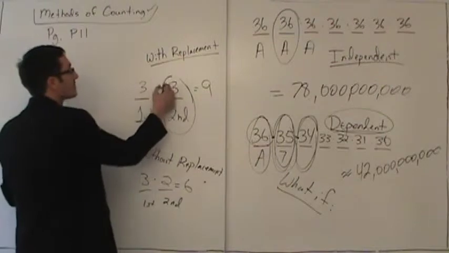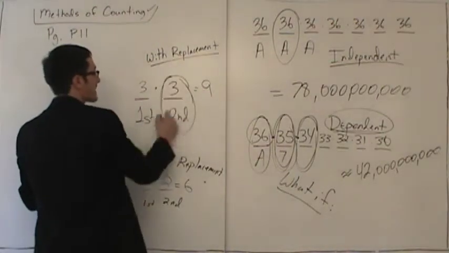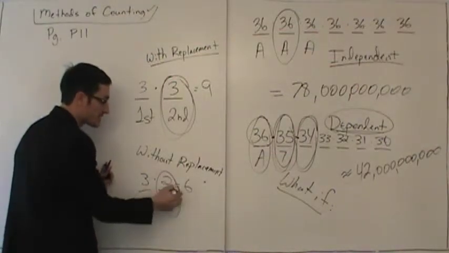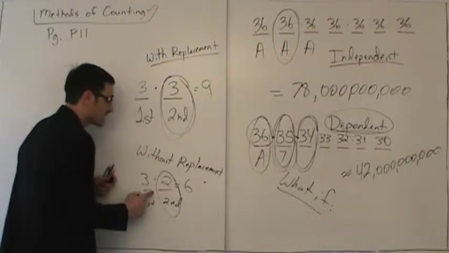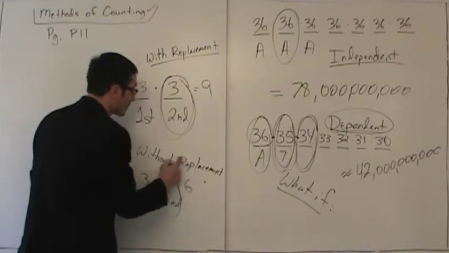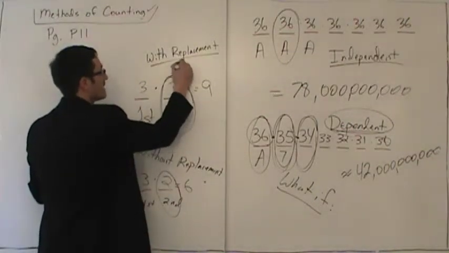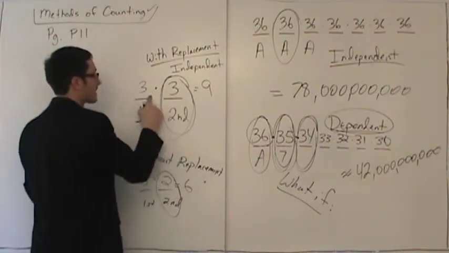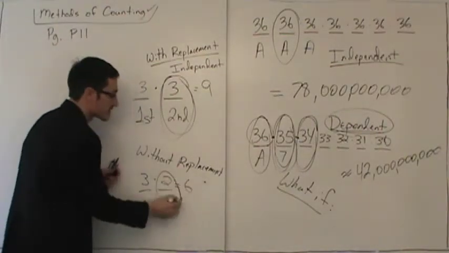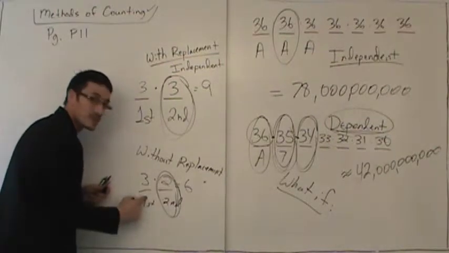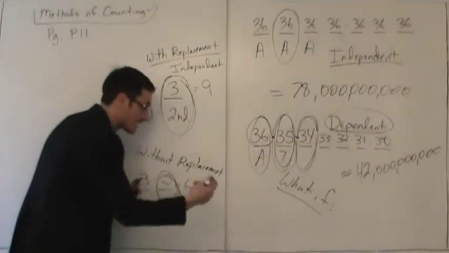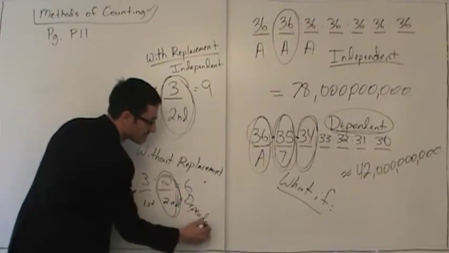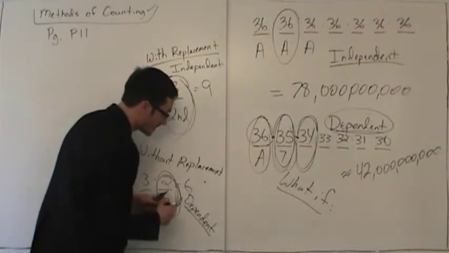Okay, the first one, with replacement, did our second choice depend on our first? No. But without replacement, did our second choice depend on what we chose for the first? Yes. Okay, so with replacement is called independent because the second choice was not affected by the first. Without replacement, the second choice did depend on what we chose first because we threw it away and we only had then 2 options to choose from. This is called dependent. So hopefully that kind of gets you guys thinking in terms of independent, dependent.